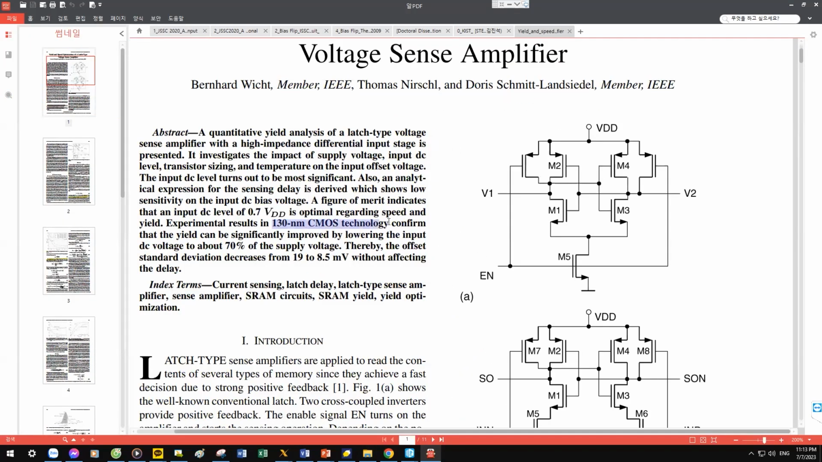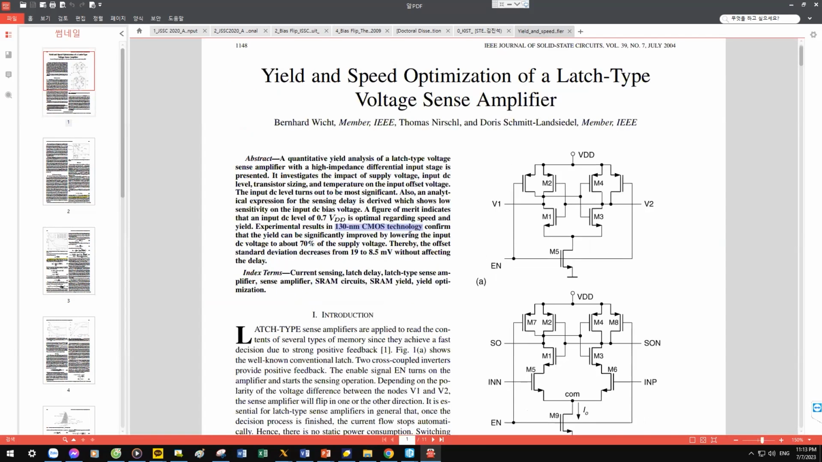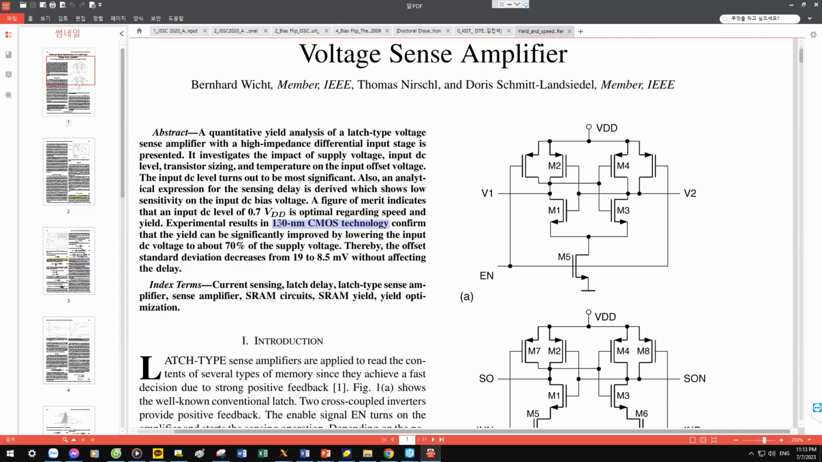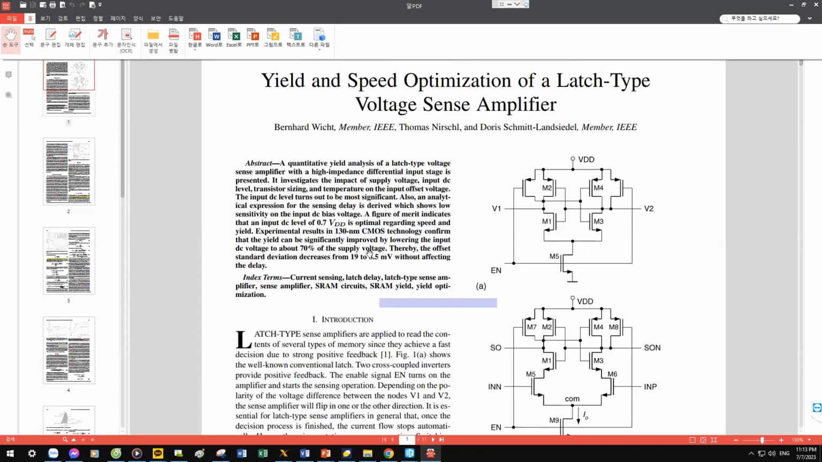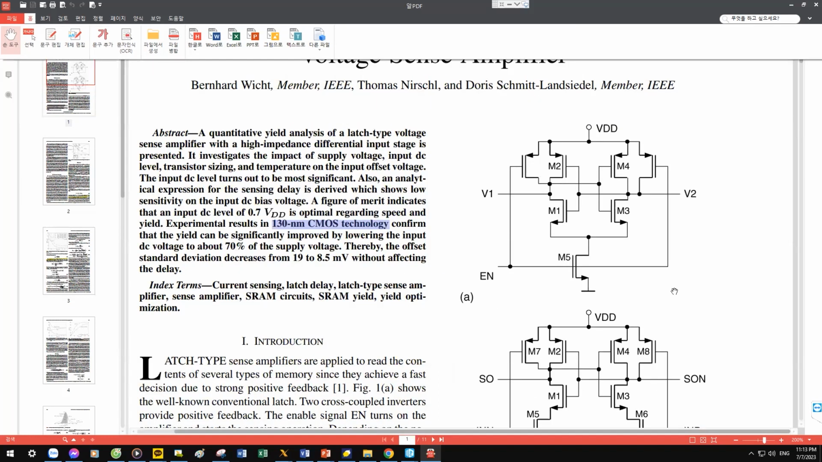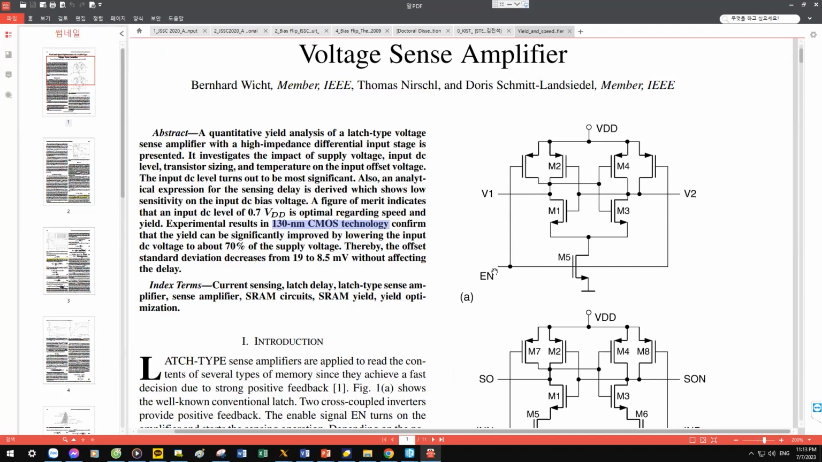In here they use this process. Our process is a 180 nanometer process, right? It is different. I think we only compare the trend, but the value might be much different.